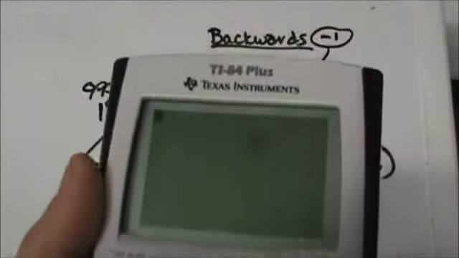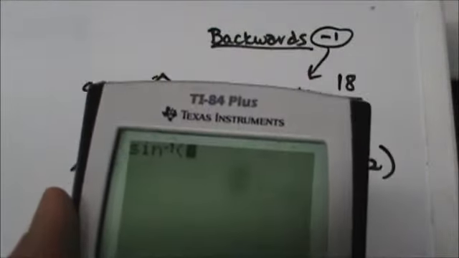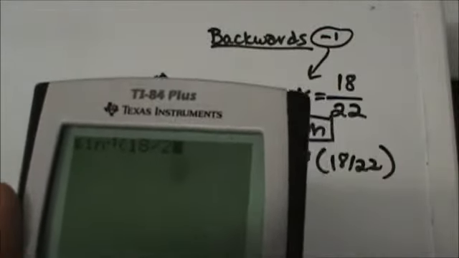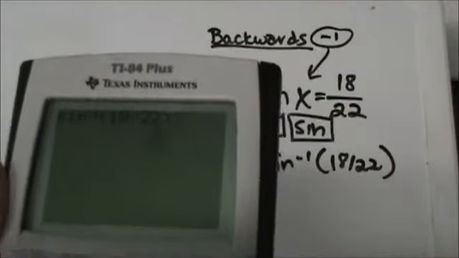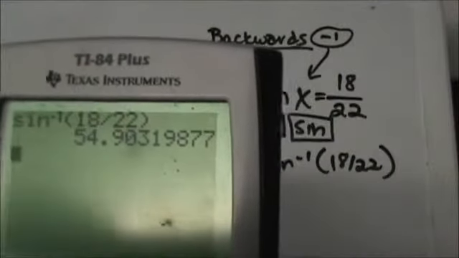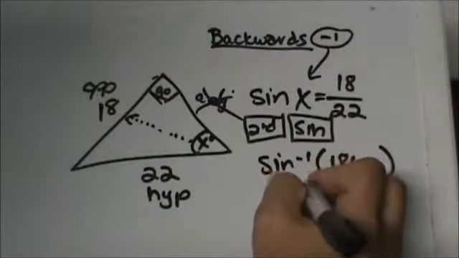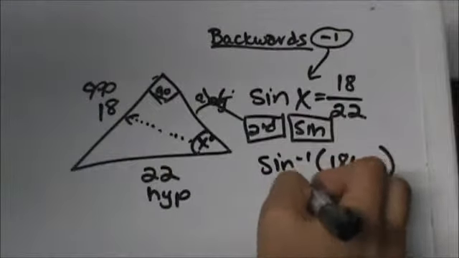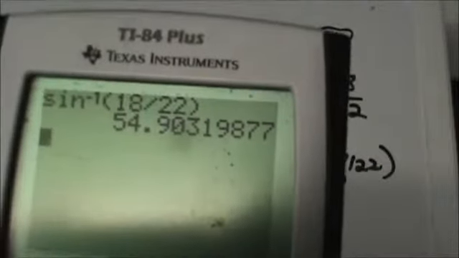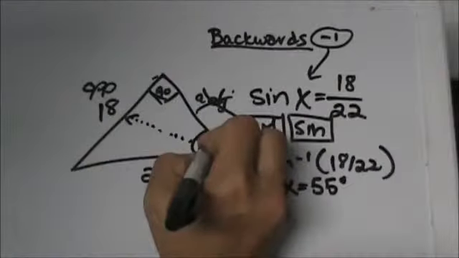There we go. Okay. Second function sine of 18 divided by 22. And that angle is what? 35 degrees, right? 34.9 would round to 35. So x, I'm sorry, 55 degrees. So it's 54.9 or 55 degrees. So that means this angle right here is 55.